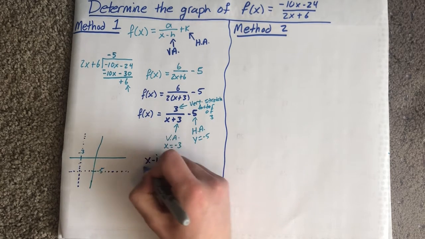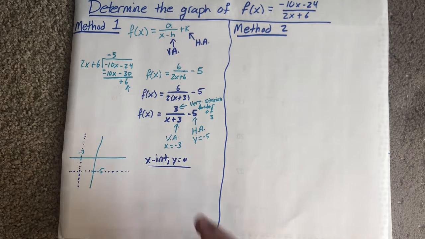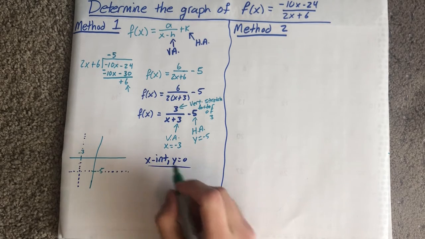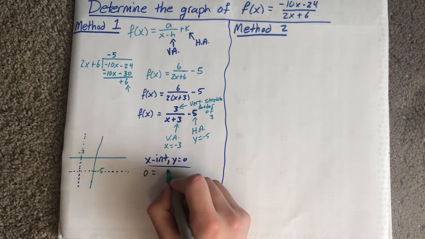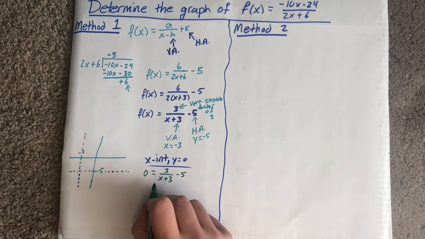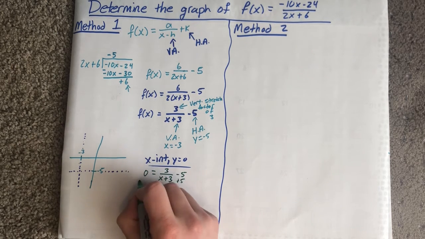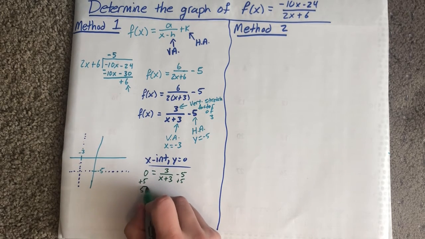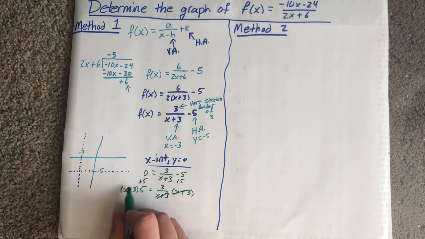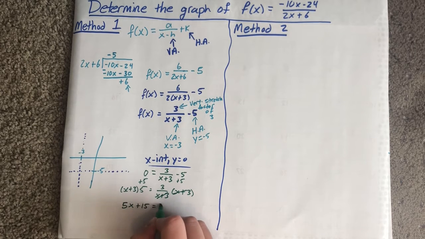That is when y equals 0. So to begin, I simply place 0 equaling y. So 0 equals 3 over x plus 3 minus 5. Start solving for x. So I'm going to add 5 to both sides. And that gives me 5 equals 3 over x plus 3. I'm going to multiply both sides by x plus 3. And that's going to allow me to cancel these guys out. I'm going to distribute 5 into the brackets. So 5x plus 15 equals 3.